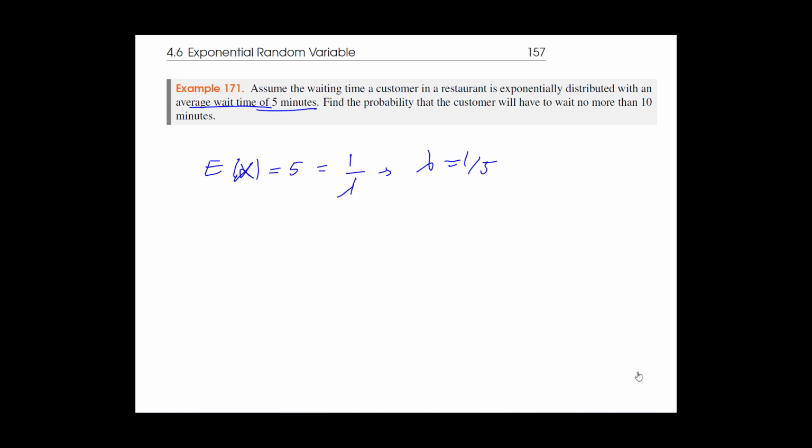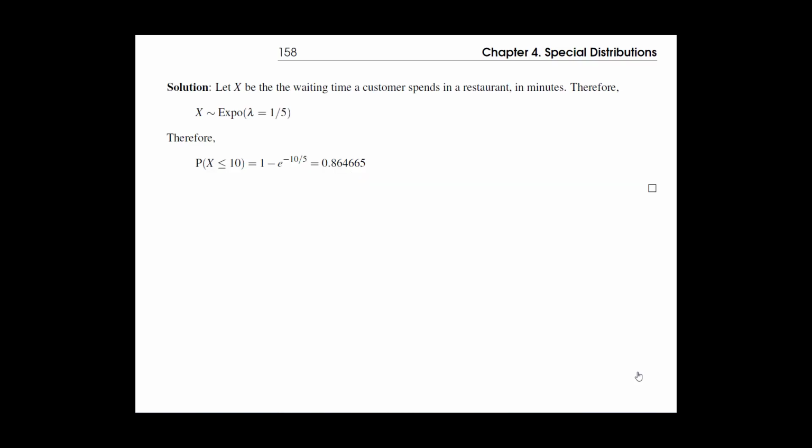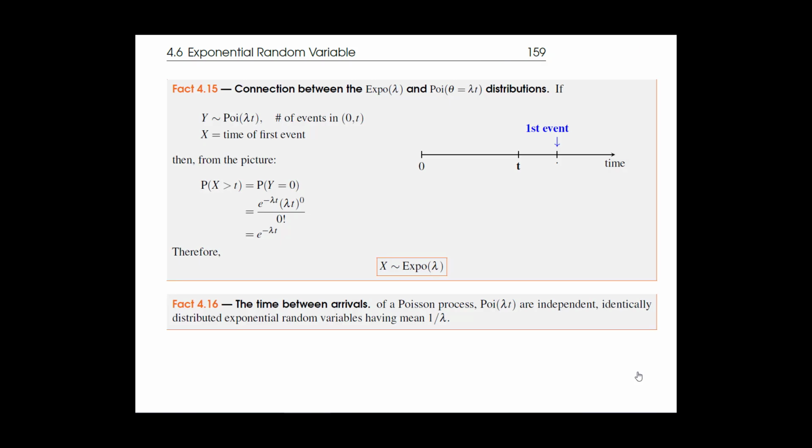Find the probability that the customer will wait no more than 10 minutes. Okay, so once you have the lambda, really the rest is easy, right? Less than or equal to 10, and that's the CDF, 1 minus e to the negative lambda x. Okay, it's very straightforward.